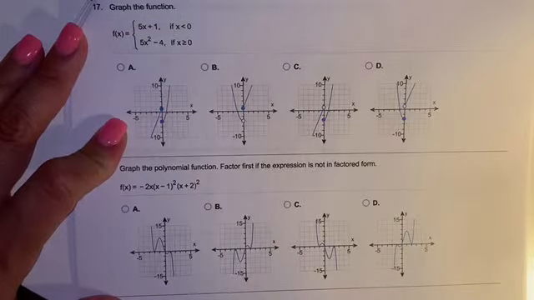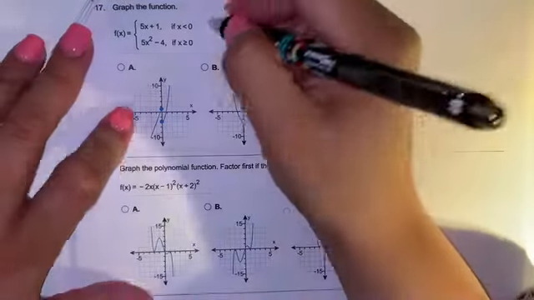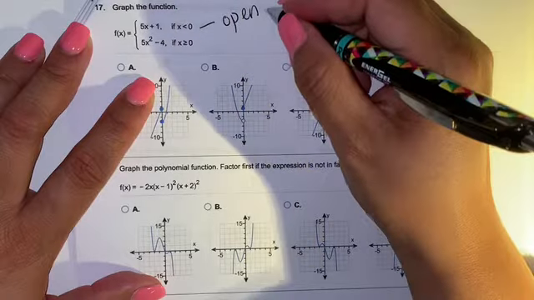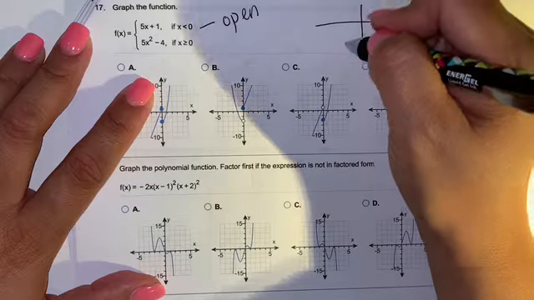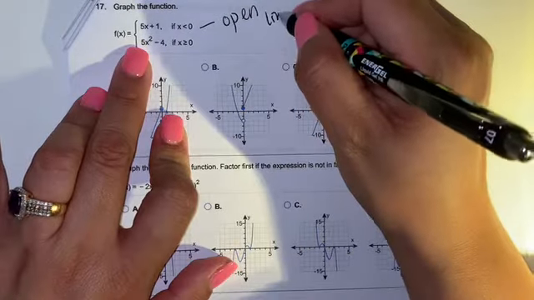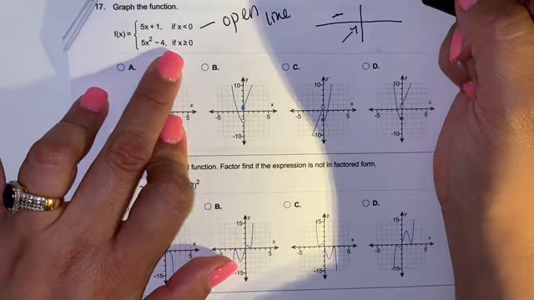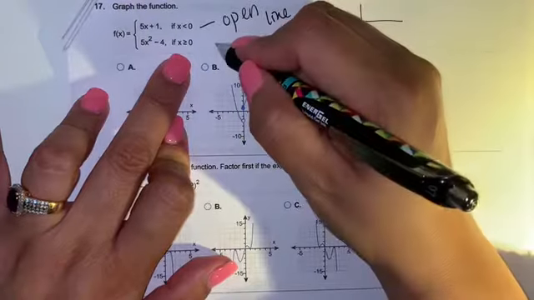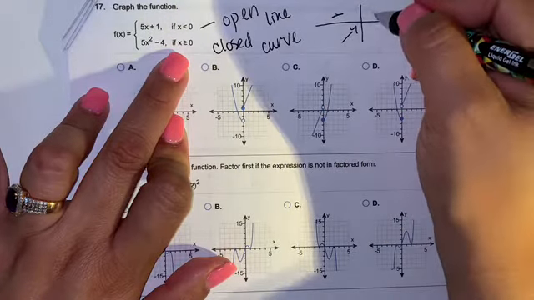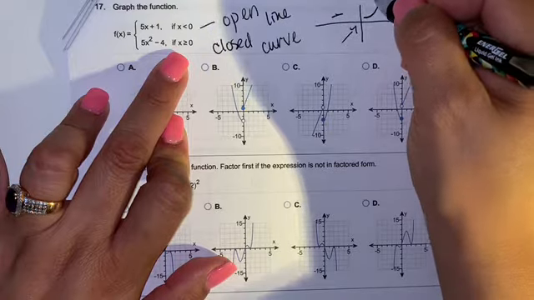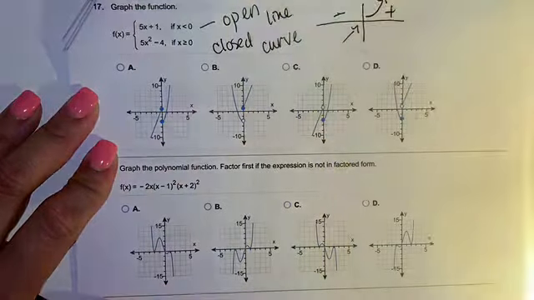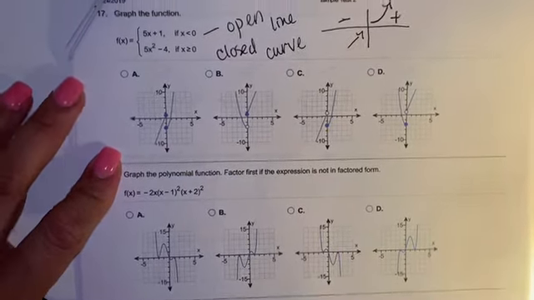Graph the function f of x, 5x plus 1 if x is less than 0. So this is open, and when it's graphed, it's going to be open on 0. So it's going to be open somewhere on 0, and it's going to be approaching from the negative. And it's a line. And then 5x squared minus 4 if x is greater than or equal to 0. So this is going to be closed, and it's a curve. So I know that if it's a curve, it's going to be close to 0, but it's going to be on the positive side. We don't necessarily need to know the graph specifics other than if it's open and closed, a line, or a curve. So let's look at these graphs.